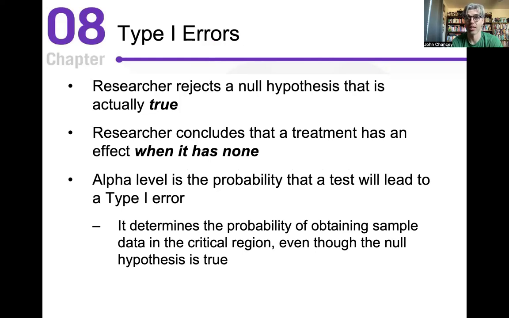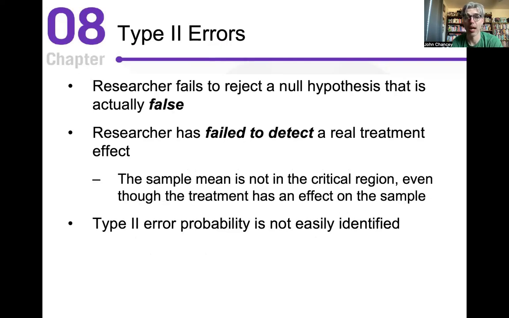So we're falsely rejecting the null hypothesis with a type 1 error, versus a type 2 error, where the researcher fails to reject a null hypothesis that is actually false. So the researcher has failed to detect a real treatment effect.